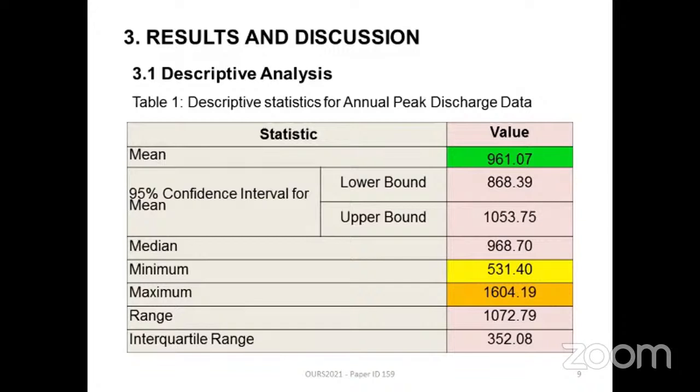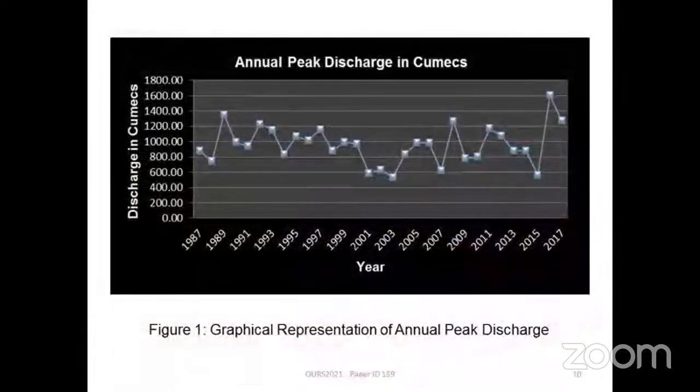Further, from the Shapiro-Wilk test, it was confirmed that the data are normally distributed at 5% significance level. According to this graphical representation of annual peak discharge, the maximum discharge value is shown in the year 2016, and the second maximum discharge value is shown in the year 1989.